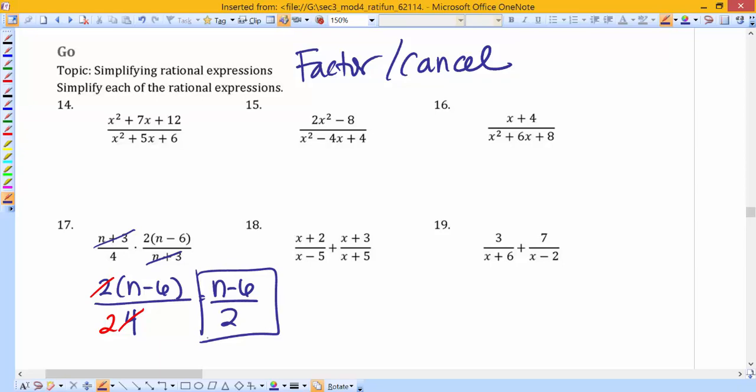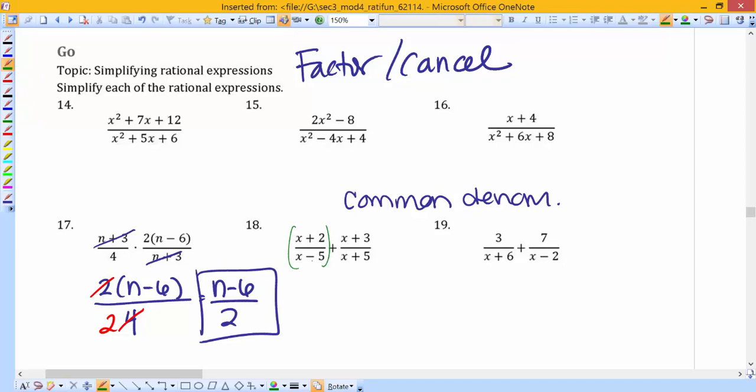Now let's look at 18 and 19. 18 and 19 differ from the first 4 because you are asked to add these 2 expressions. And we need to remember, before you can add or subtract, you need a common denominator. Unfortunately, neither one of these has a common denominator. So I will go ahead and do 18 with you. I'll do the hard one with you guys.